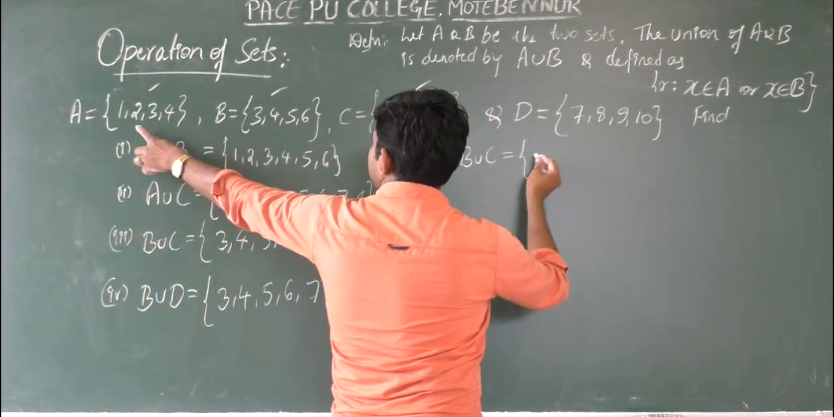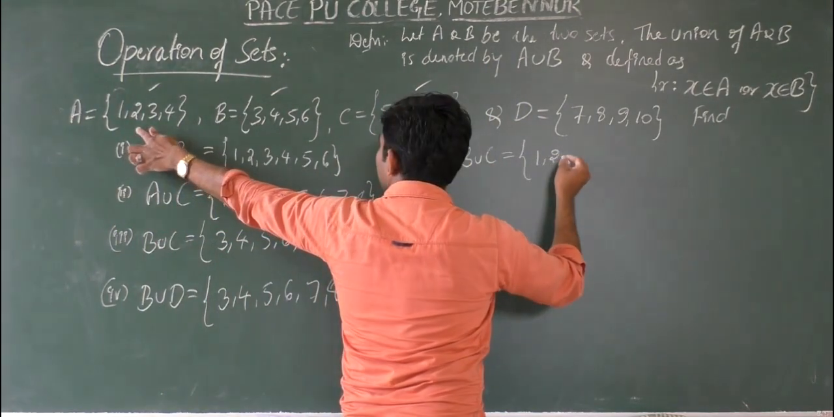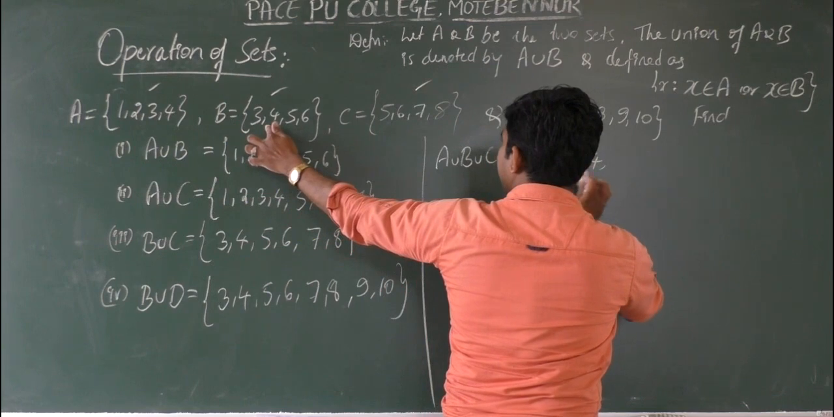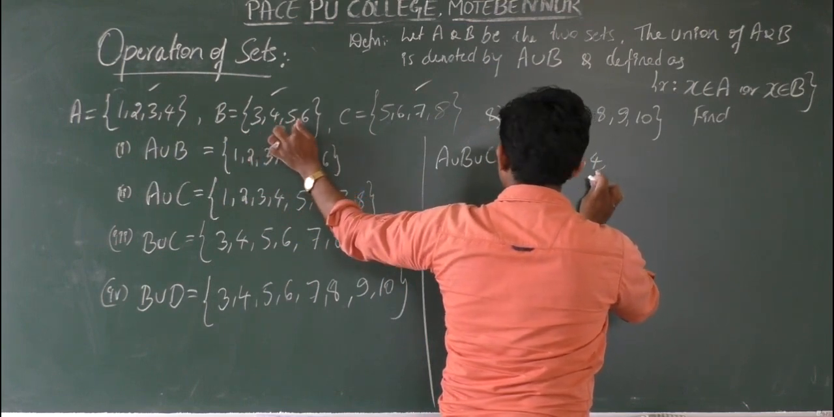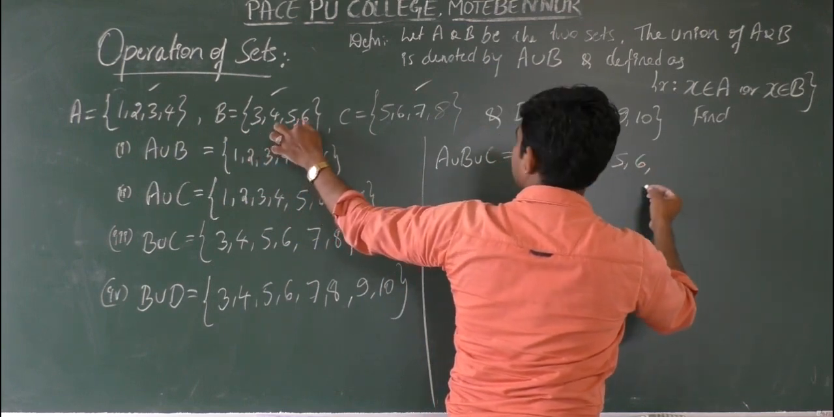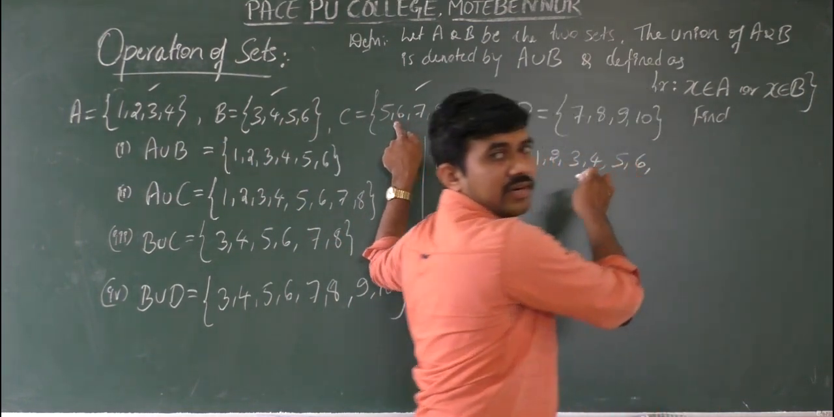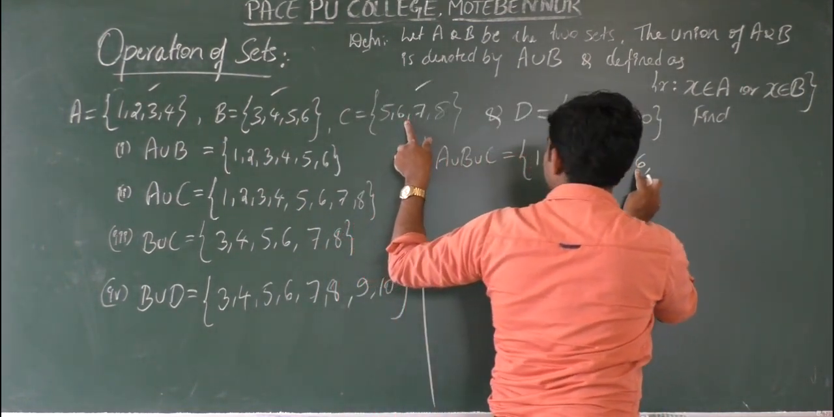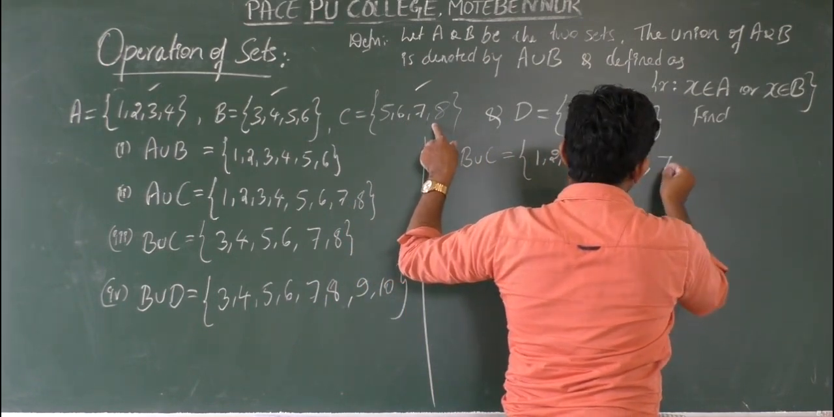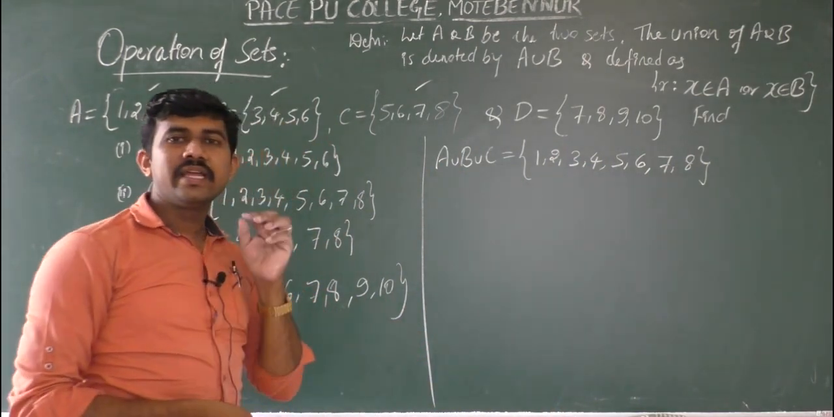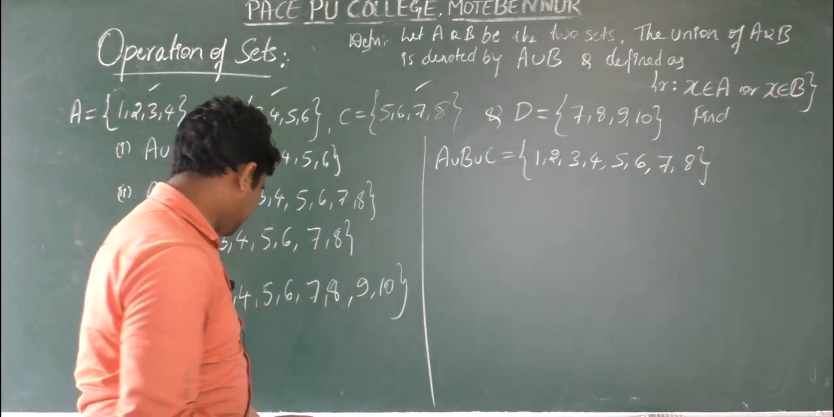First here that is 1, 2, 3, 4. And then here 3, 4. Already we have, don't write again. Next 5, 6. Next the element of C, 5. Already we have, don't write. Next 6, don't write again, already we have. Next is 7 and the next one is 8. And this is nothing but A union B union C.